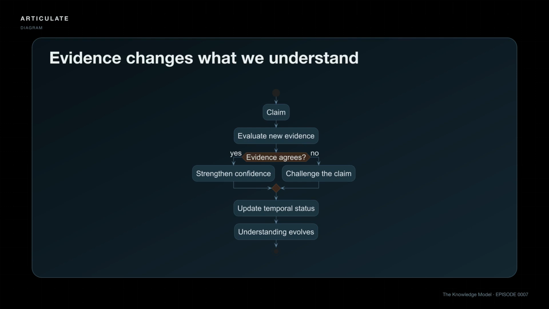We rarely have perfect knowledge. Instead, we gradually build confidence as more information becomes available. The knowledge model isn't trying to eliminate uncertainty. It's trying to make uncertainty explicit, and I think that's a much more honest representation of architecture.